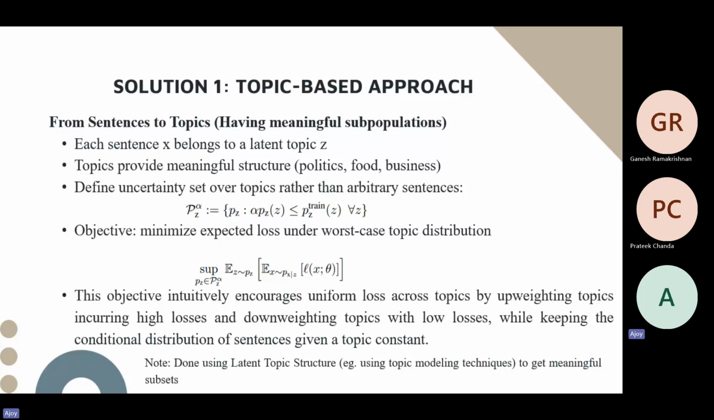Now the dataset that we take, the alpha, is used on the domain, not on each sentence specifically. And now we're trying to minimize the loss of each of those topics.